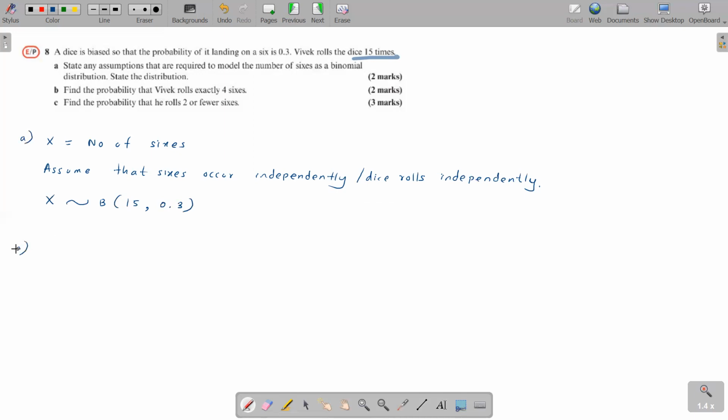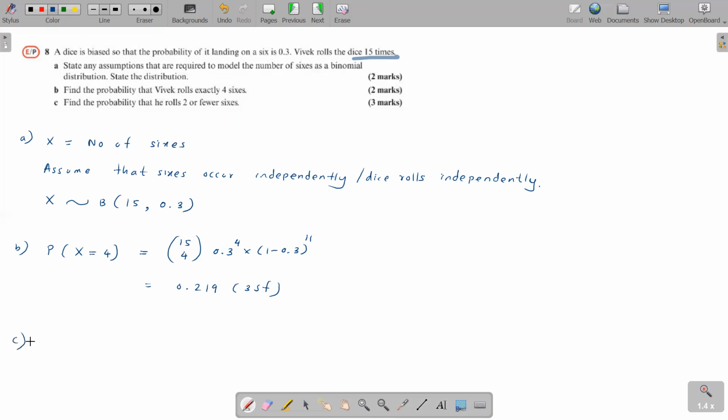Part B, find the probability that Vivek rolls exactly 4 sixes. So you have to find the probability x equals number of sixes is 4. So x equals 4. How do you get the probability x equals 4? So nCr, 15C4, p to the power x. P is 0.3 to the power x, which is power 4, into 1 minus p to the power n minus x. So 15 minus 4. I hope you guys follow the equation, right? What's the answer? You have to type this in the calculator. 0.219 to 3 significant figures. You need to type it and get this answer. You should be able to get this answer.